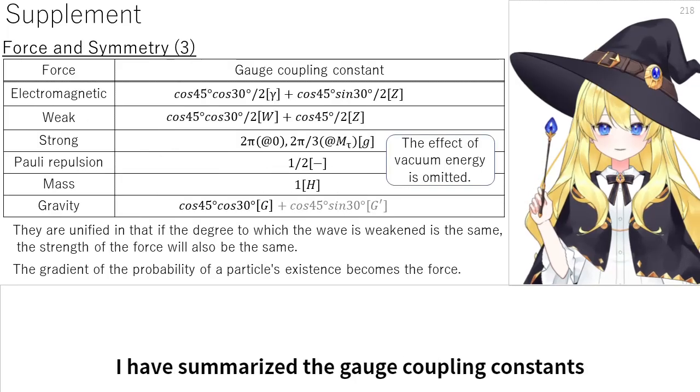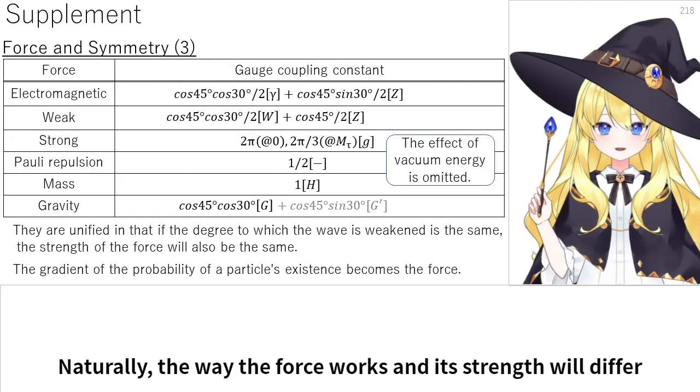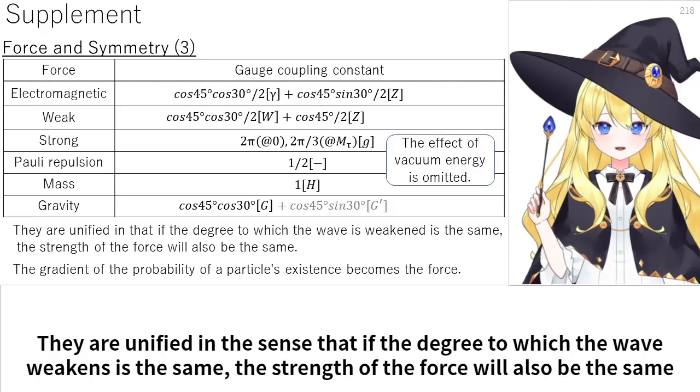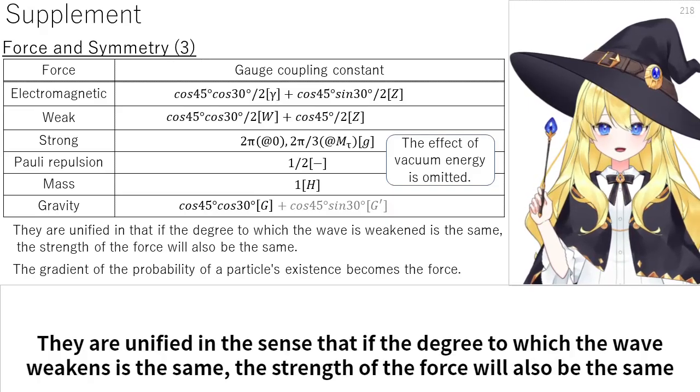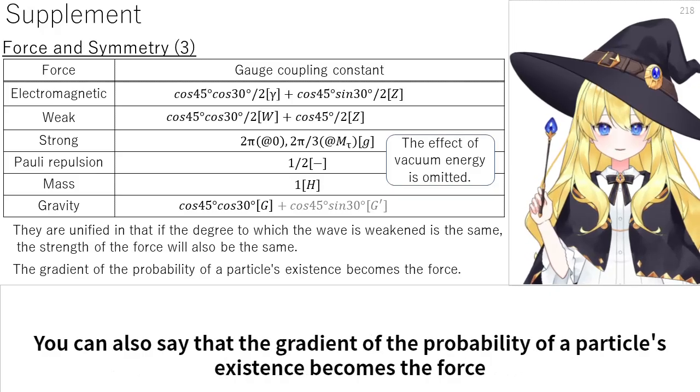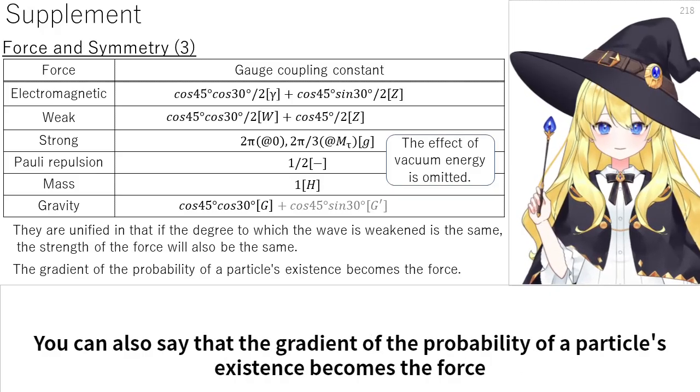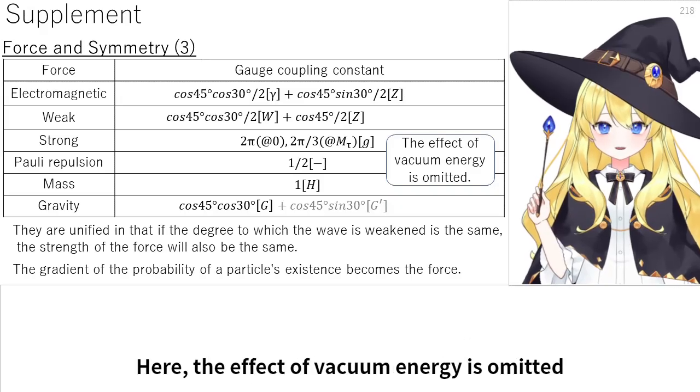I have summarized the gauge coupling constants. Naturally, the way the force works and its strength will differ. They are unified in the sense that if the degree to which the wave weakens is the same, the strength of the force will also be the same. You can also say that the gradient of the probability of a particle's existence becomes the force. Here, the effect of vacuum energy is omitted.